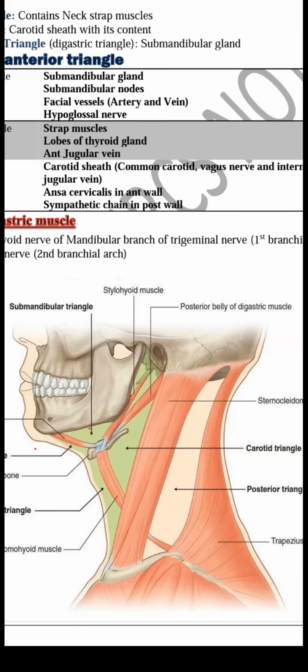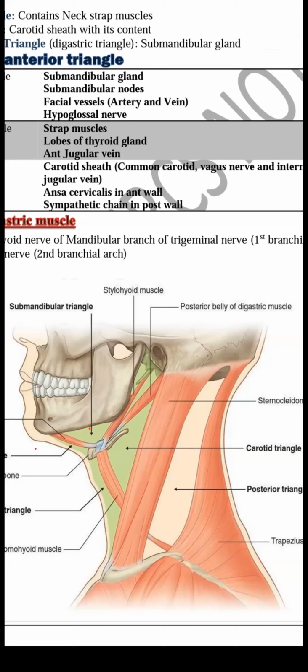This triangle is called the digastric triangle or submandibular triangle. From its name, you will have here the submandibular gland and the submandibular lymph nodes. So this is called the digastric triangle or submandibular triangle. I have the submandibular gland and submandibular lymph nodes. Please keep this relation to the submandibular gland.